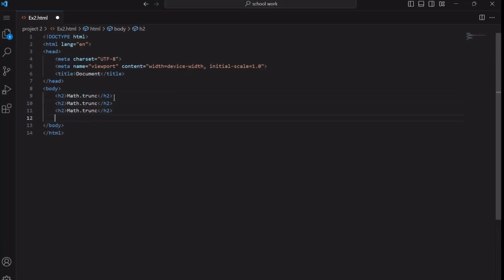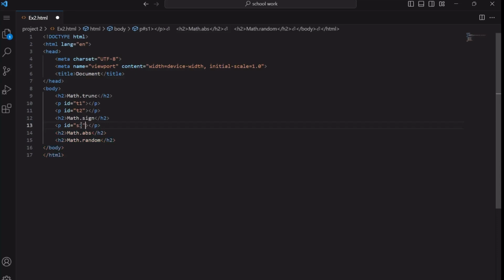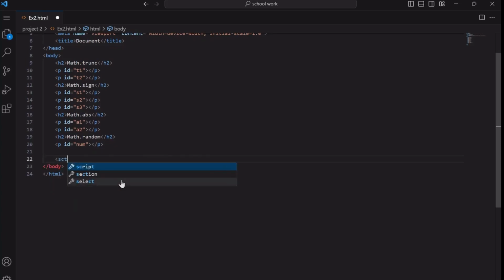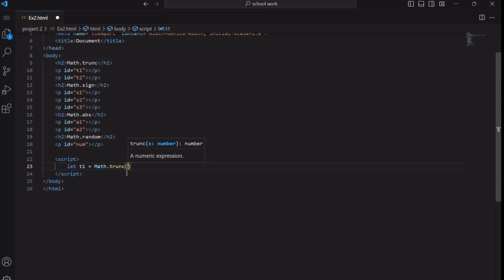For the first heading, math trunk, we'll have 2 paragraphs, one for positive and one for negative. For the second heading, math sign, we'll have one for positive, one for 0, and one for negative. And then for our third heading, math absolute, just like math trunk, we'll have 2, one for positive and one for negative. And lastly, for math random, we could just have one just to show a number being generated randomly.